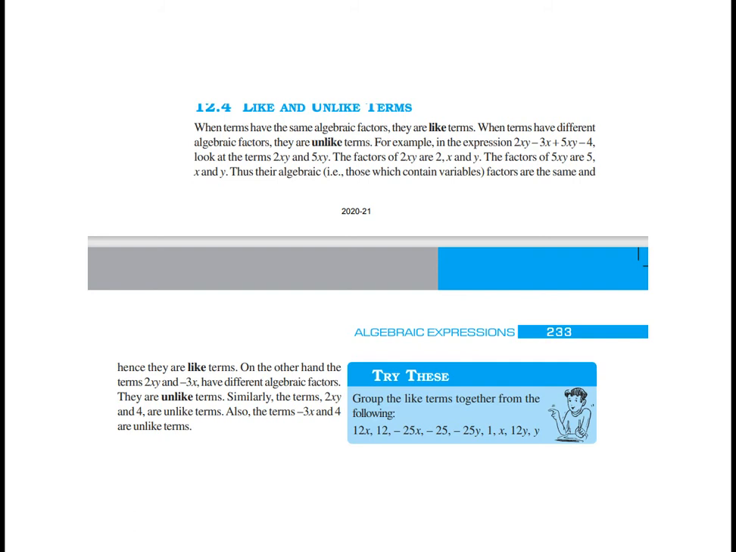Algebraic factors are those which contain variables. See, it is written here in the bracket. We are talking about like and unlike terms, so to check them we will consider the variables. Then in second and fourth term, second has -3 and fourth term has -4. यहाँ पे इनके वेरिएबल्स are not same, so they are unlike terms.